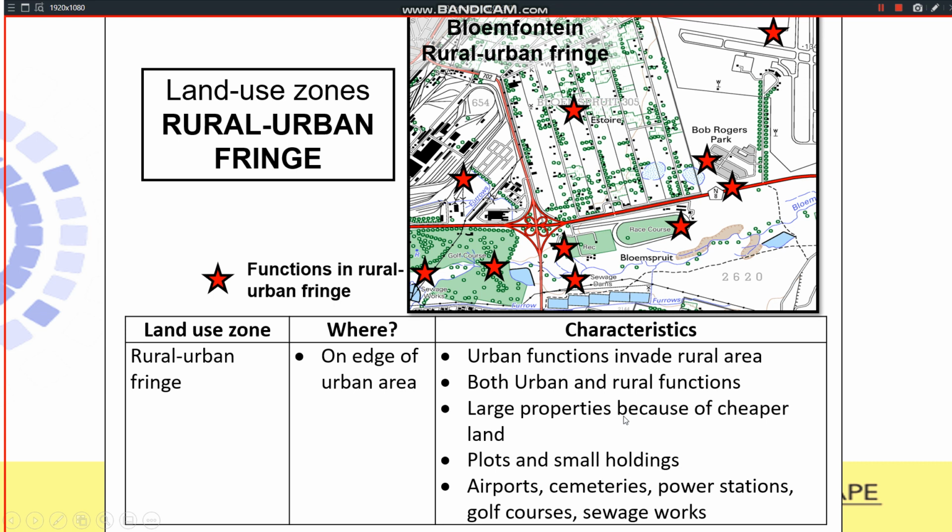Large properties because of cheaper land, plots and small buildings, airports, cemeteries, power stations, golf courses, and sewage works. These are the functions that you will find in the rural-urban fringe. Right? And you need to look at the word rural and urban, and it tells you it's got functions of rural and urban.